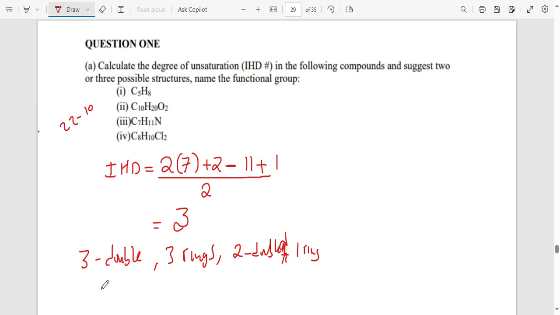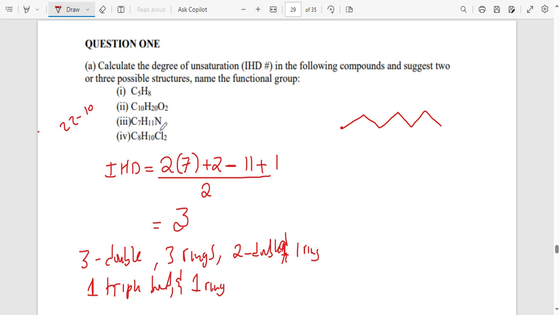Another meaning is that we have got 1 triple bond with a ring or a double bond. So those are the different meanings. You can see there are a lot of different meanings. So looking at the formula, 7 carbons, we want to suggest any 2 or 3 possible structures and name their functional group. 7 carbons: 1, 2, 3, 4, 5, 6, 7.